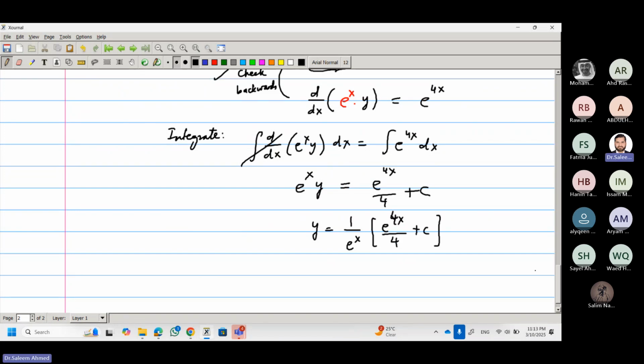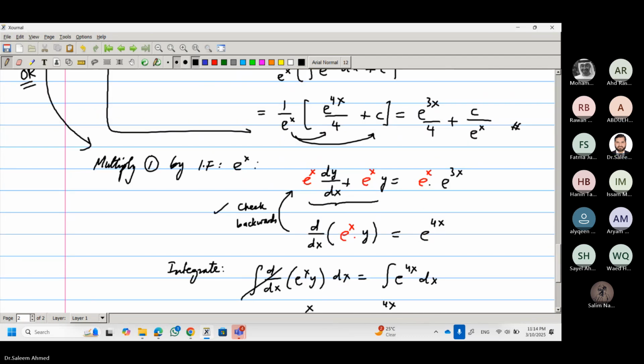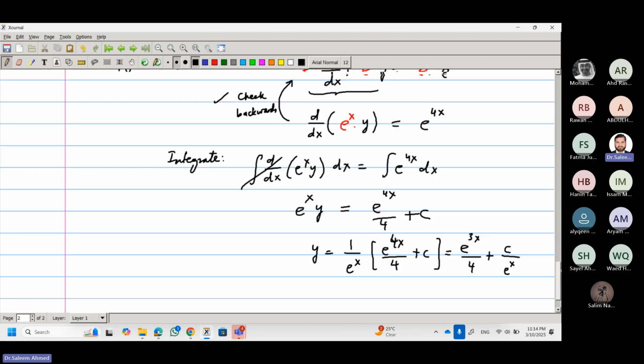You can compare this with this. Here, 1 over e^x, e^{4x} by 4 plus c. 1 over e^x, e^{4x} by 4 plus c. Exactly the same solution. So it's your choice now. You can use the formula directly, or you can use these 3 steps.